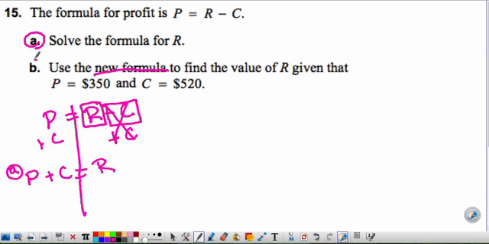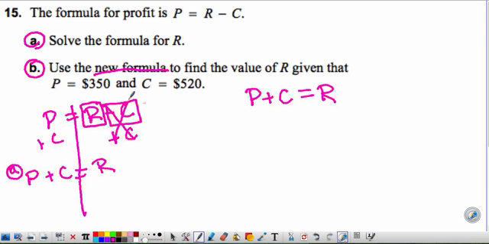Now we can look at B. Use the new formula. Well, here's the new formula: P plus C equals R. If you want to switch that around and put it R equals P plus C, you can do that if it makes you feel better. I know some people like to do that.